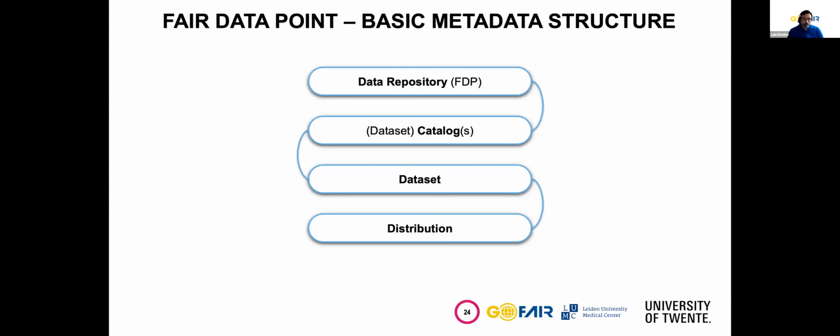The FAIR Data Point ships defining this structure of metadata. We have the metadata of the FAIR Data Point itself, the metadata of the catalog, the metadata of the dataset, and the metadata of the distribution.